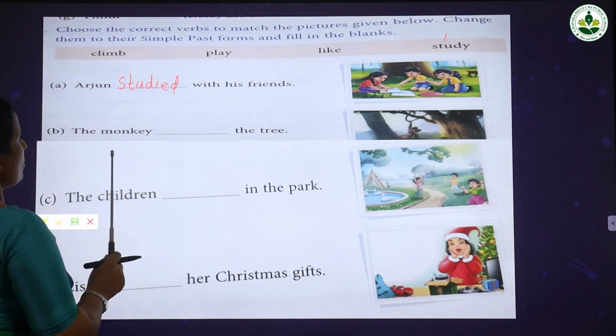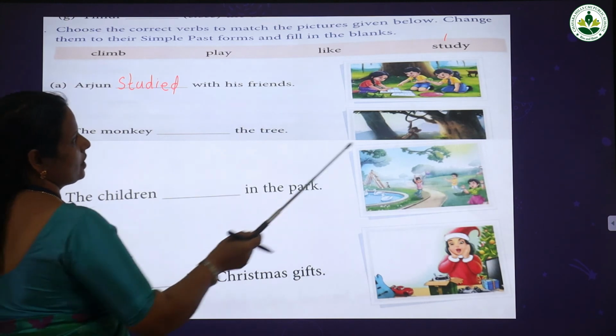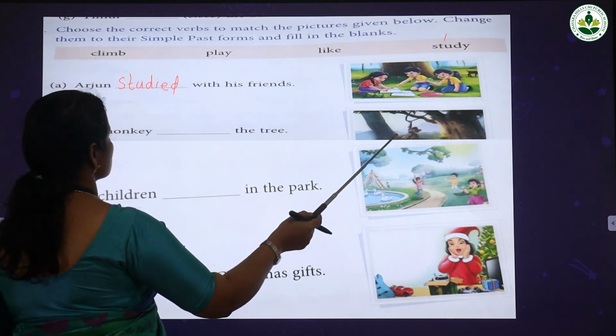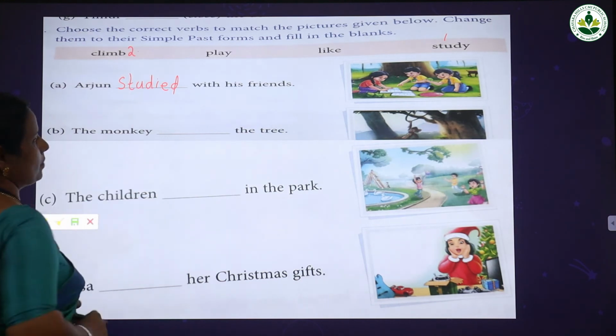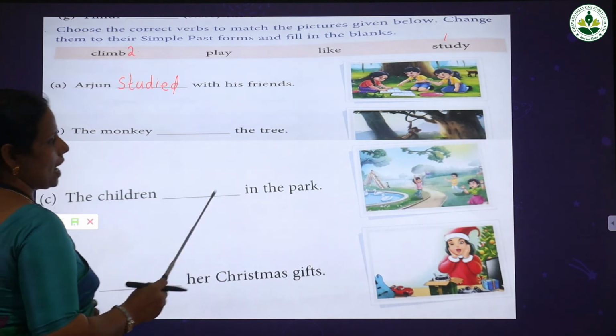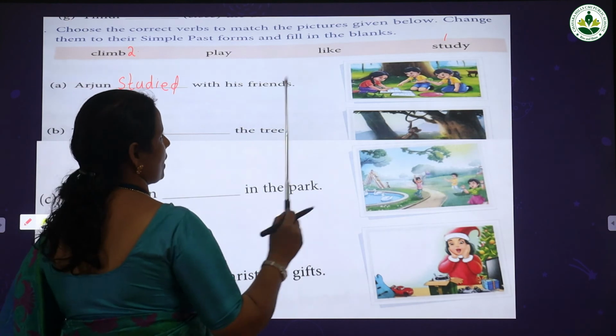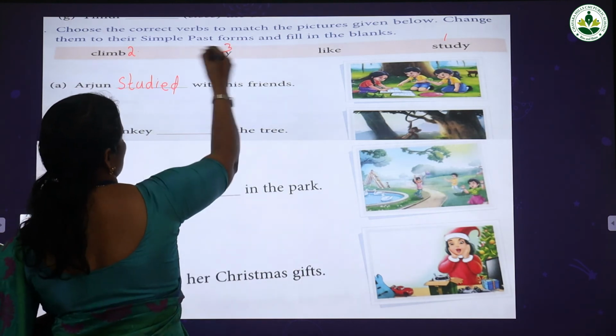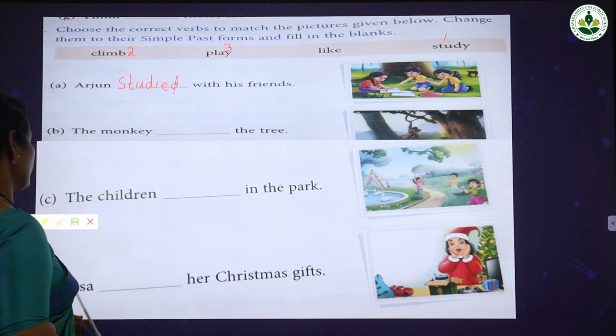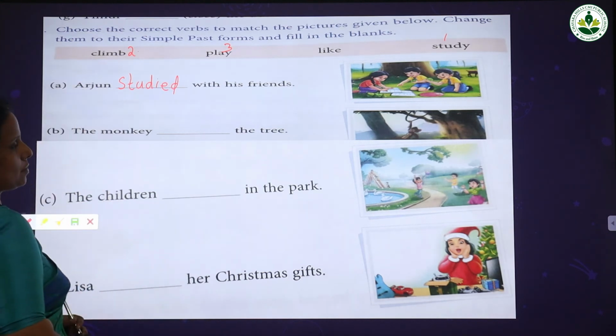Then second one, the monkey dashed the tree. See, what the monkey is doing? Climbing, isn't it? So the second word will be climb. Then third, the children dash in the park. From the picture we can understand the children are playing. Third verb will be play. And the fourth one, Lisa dash her Christmas gift.